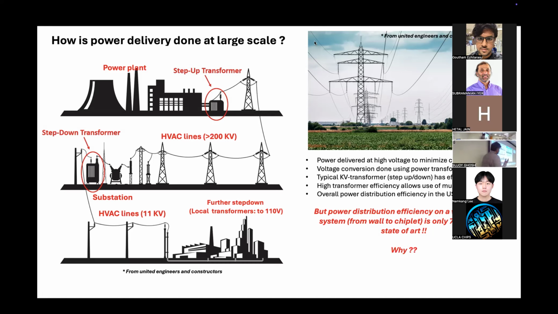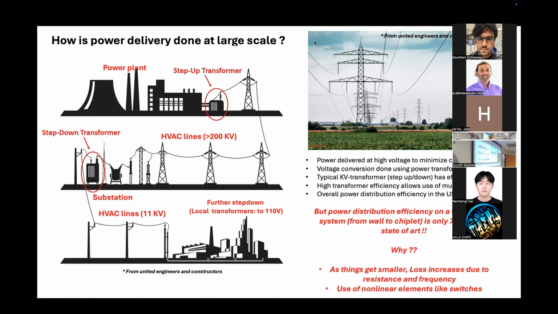However, if you look at the power distribution efficiency on a wafer, for example a wafer scale system, the best case scenario is only around 75 to 80%, state of the art. Why is that the case? Fundamentally, the main reason is that the grid is huge, and when you make things much smaller, obviously the losses are going to increase because of the resistance of the metal wires as well as the frequency at which you operate. Also, most of this on-chip power distribution is happening with DC, and the only way you can convert DC from one voltage level to the other is to use nonlinear elements such as switches, which are generally very inefficient.